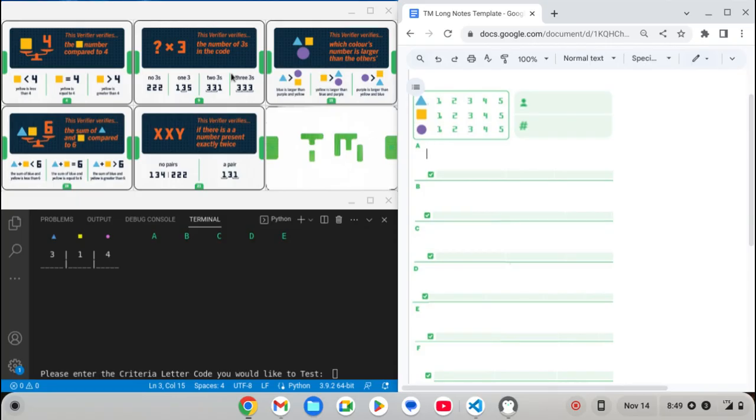Criteria card B takes a look at the 3-digit solution, and the Turing machine will let us know how many 3s there are. Are there no 3s? Is there a single 3? Perhaps 2? Maybe even all 3 are 3.